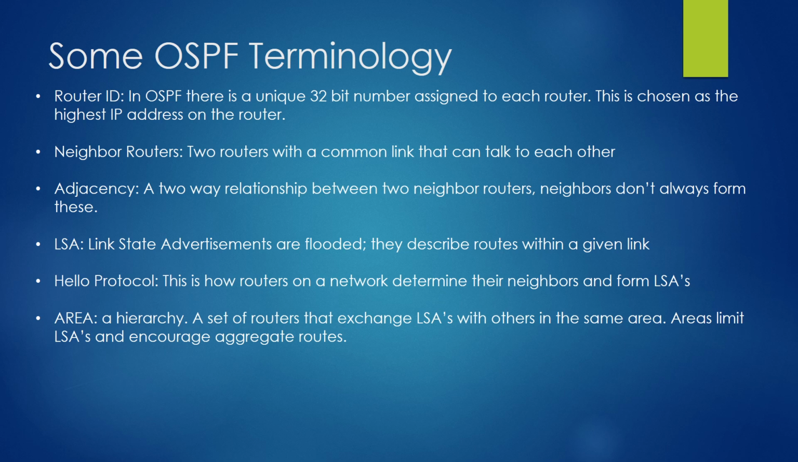Neighbors don't always form these. LSA is a link state advertisement, and these are flooded. They describe routes within a given link. Hello protocol. This is how routers on a network determine their neighbors and form LSAs. Area, a hierarchy. A set of routers that exchanges LSAs with others in the same area. Areas limit LSAs and encourage aggregate routes.